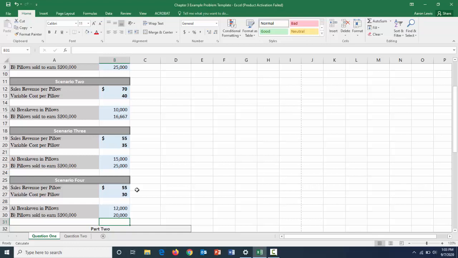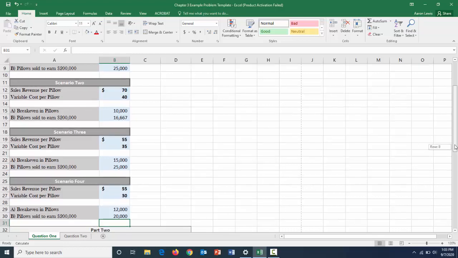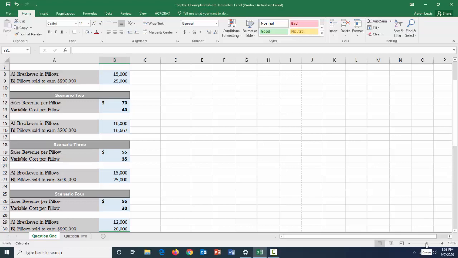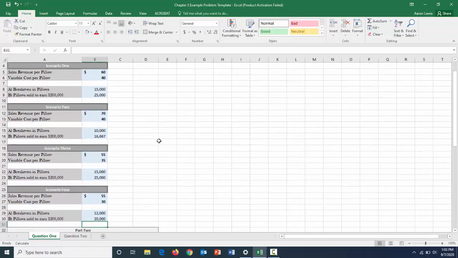And the answer to that is, there is no good answer to that. Scenario 2, we have to sell the least amount of pillows in order to break even. But in scenario 2, we're selling at $70 a pillow, and that's a pretty expensive pillow. Are we giving up potential revenues by selling at such a high price point? Would we sell so many extra pillows at $55 a pillow that we'd actually end up making more selling at 55 because we have such a larger sales quantity than we would at 70? It's one consideration right there.